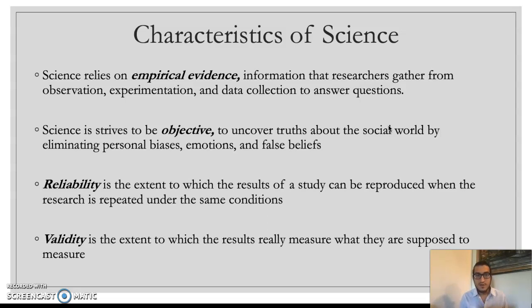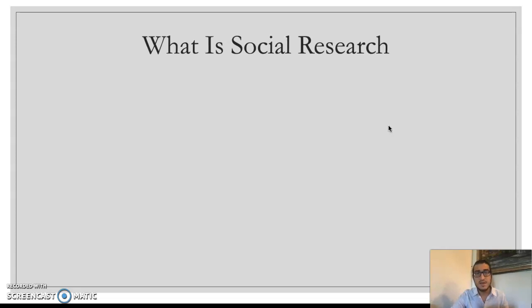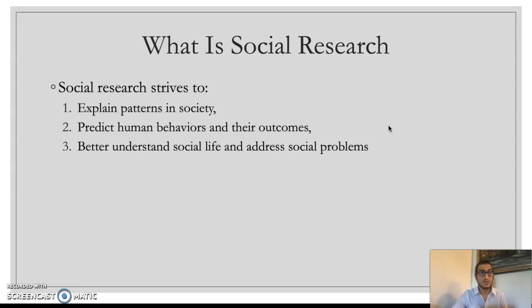So it's important to have reliable and valid research, meaning that your studies, again, can be replicated by others and that the findings that you're producing really represent the variables or the aspects of social life that you are trying to measure. So these are just a few characteristics that all science should have, whether it's sociological science or physical science, etc. So let's start talking a little more about social research. What specifically is social research? Well, social research strives to explain patterns in society, we strive to predict human behaviors and outcomes, and we try to better understand social life and address social problems.